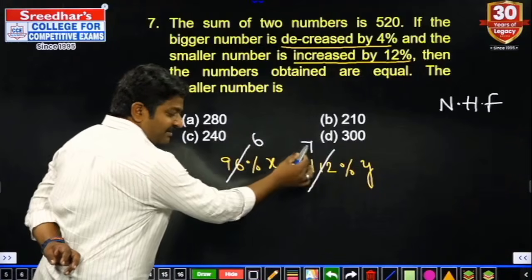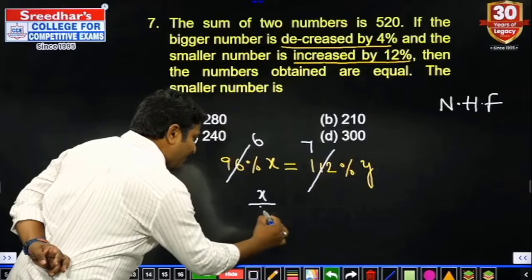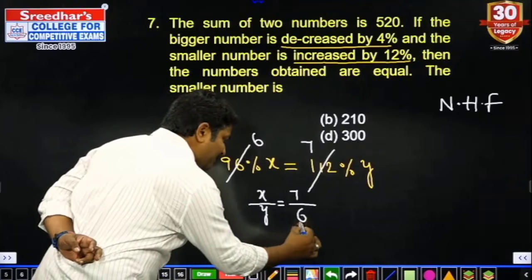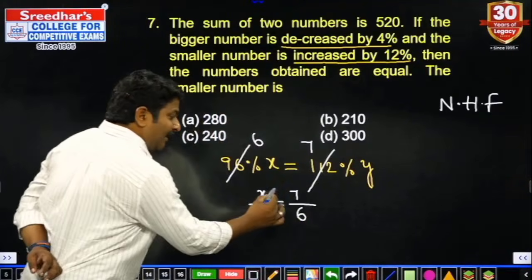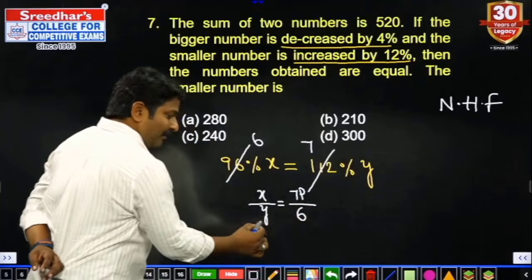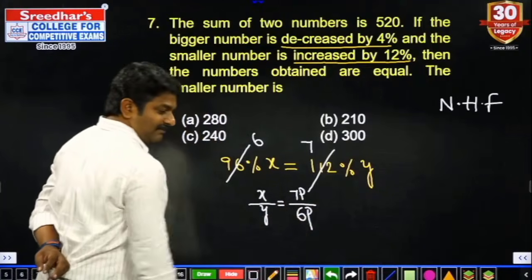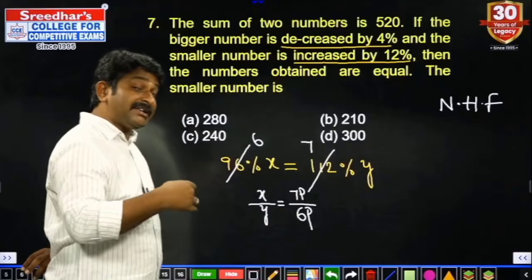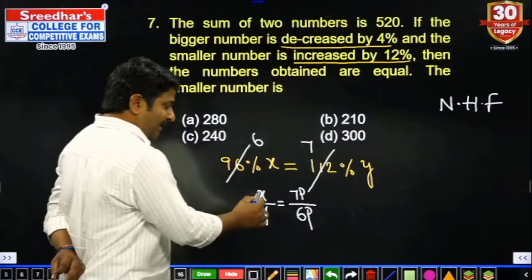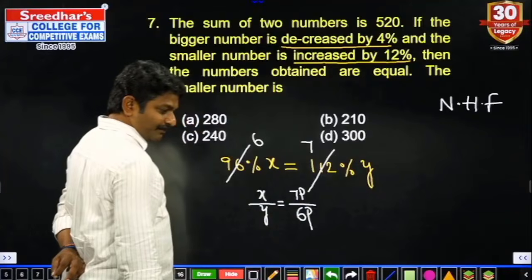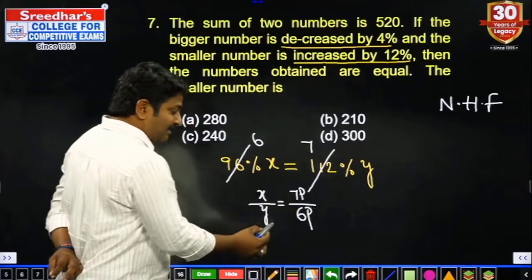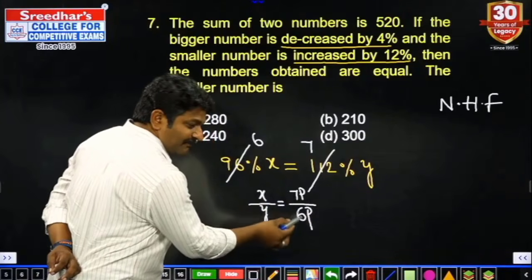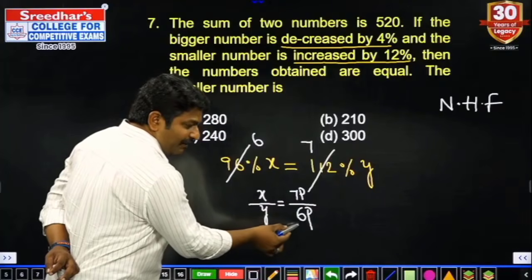16 6 times, 16 7 times. From this, X by Y is equal to 7 by 6. So X is 7 parts, Y is 6 parts. The same you can write as X is to Y is 7 is to 6. The bigger number is 7 parts, the smaller number is 6 parts. Sum of numbers is 13 parts.